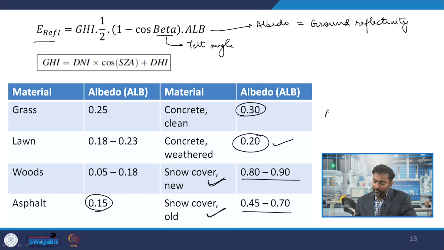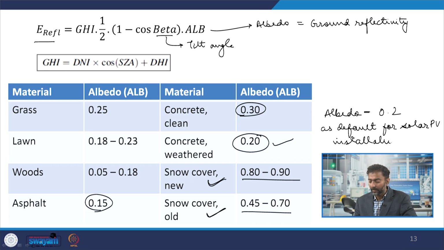So this albedo value of 0.2 is considered as a default value for solar PV installations if nothing else is given. If there have been some specific measurements at a location due to which another value of albedo is recommended, then you go for that value. Otherwise, we just go for this particular value of 0.2.